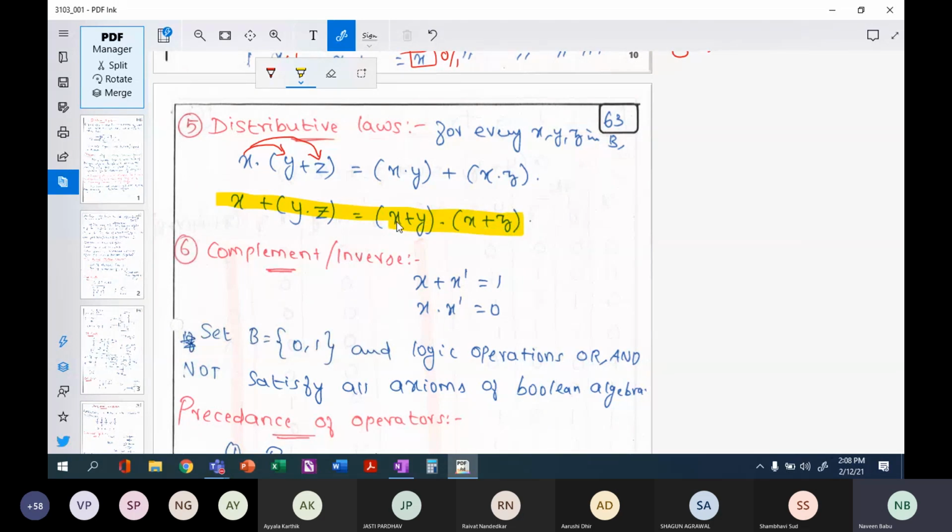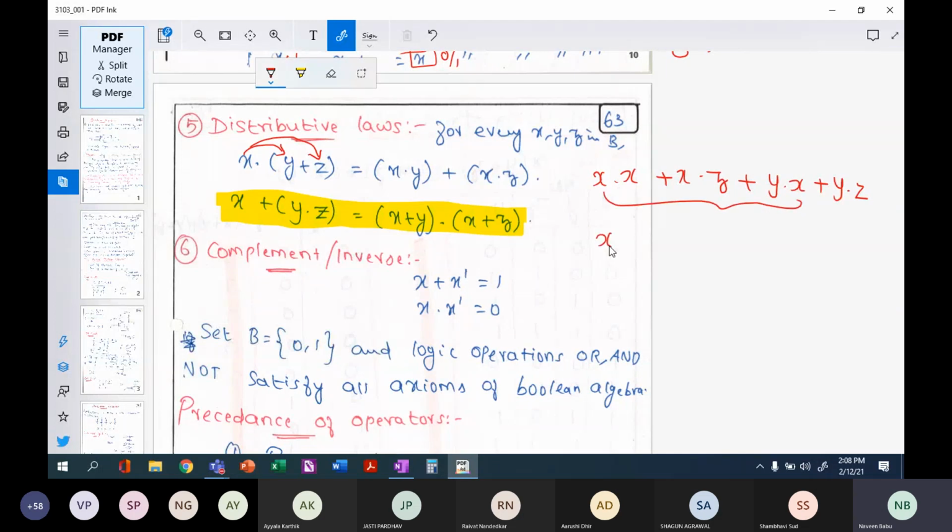This can be well proved if you first solve the right hand side. So just to quickly prove this, you use distributive laws on the right hand side. So what you have is x dot x plus x dot z plus y dot x plus y dot z. Right? So you can pull out x from all these terms. So when you pull out x, it will be x dot (x plus z plus y).